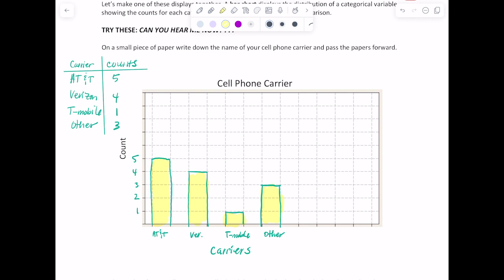Again, you can take different categories like cell phone carrier, break it down into subgroups, and then create this graph. You can leave spaces between the bars because they don't have to go in any specific order. I could have started the graph with other and then ended it with AT&T. But what is important is that you label everything.